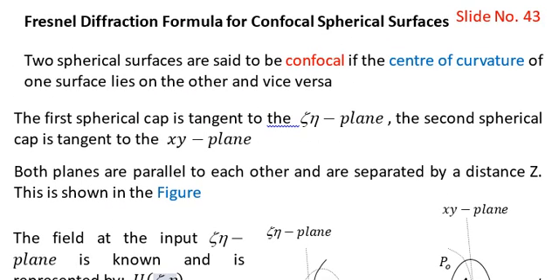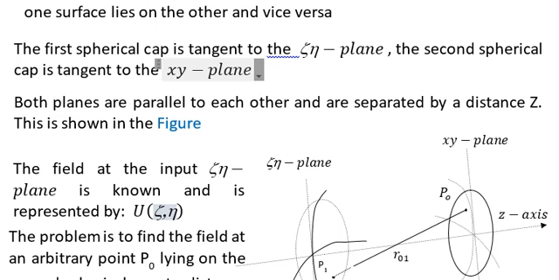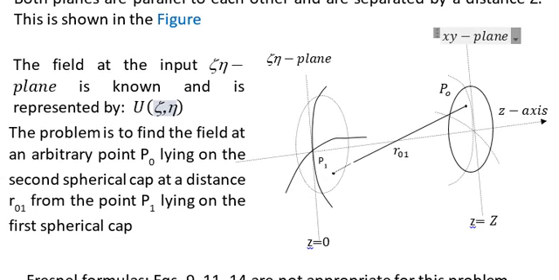So let's read the statements. Two spherical surfaces are said to be confocal if the center of curvature of one surface lies on the other and vice versa. The first spherical cap is tangent to the zeta eta plane. The second spherical cap is tangent to the xy plane. Both planes are parallel to each other and are separated by a distance capital Z. This is shown in the figure.